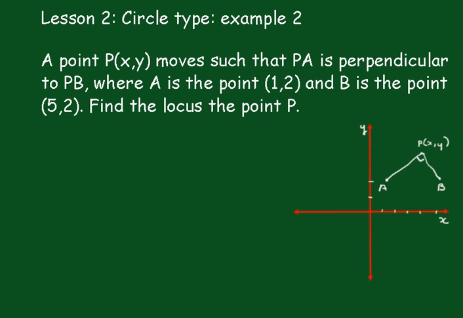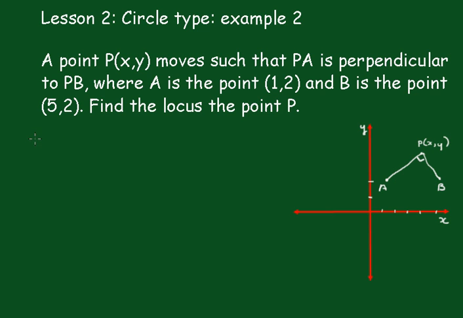Lesson 2, Circle Type, Example 2. Now a point P(x, y) moves such that PA, this line PA, is perpendicular to PB, where A is the point (1, 2) and B is the point (5, 2). We have to find the locus of the point P.